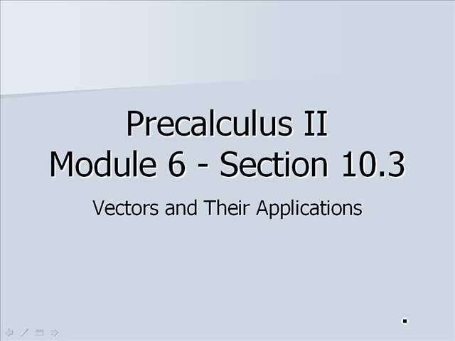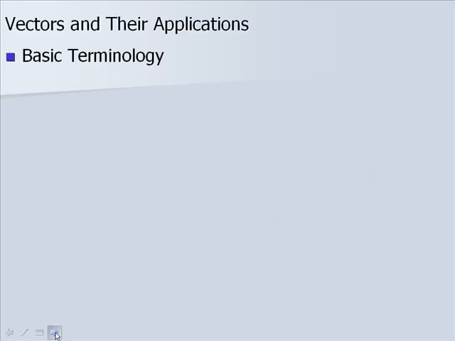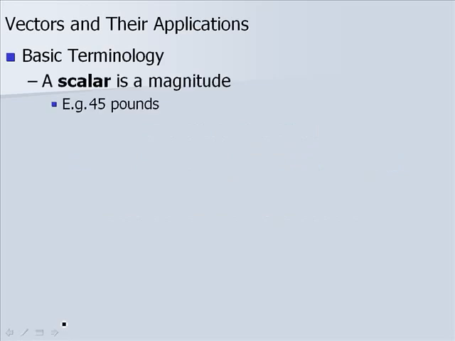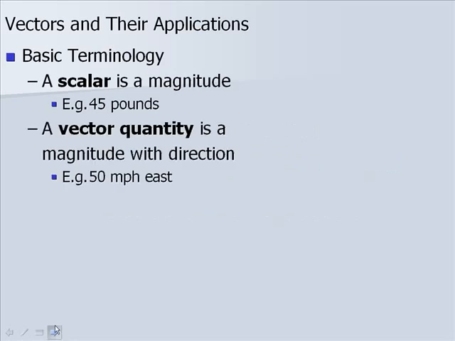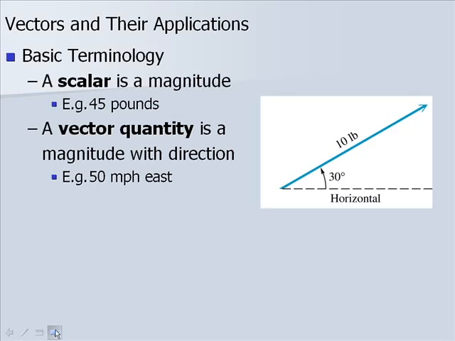Module 6, Section 10.3, Vectors and their Applications. First, let's look at some basic terminology. A scalar is a magnitude, for example, 45 pounds. A vector quantity is a magnitude that has direction, for example, 50 miles per hour in the east direction.